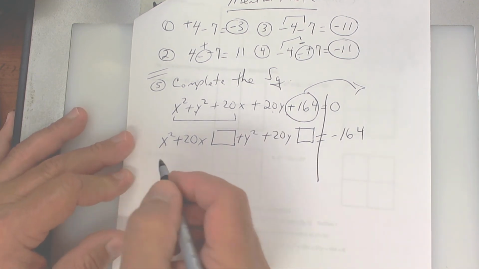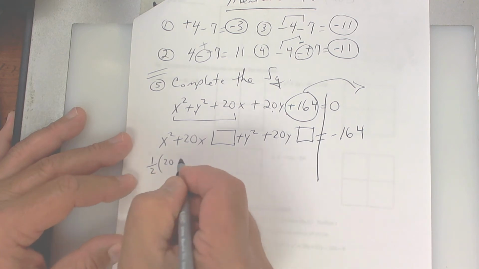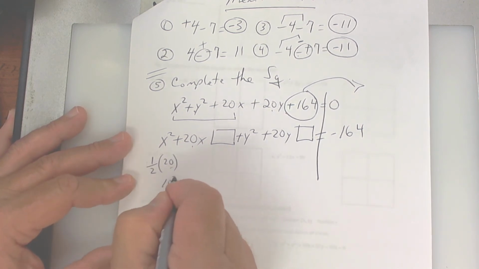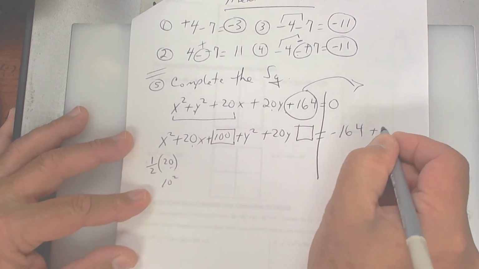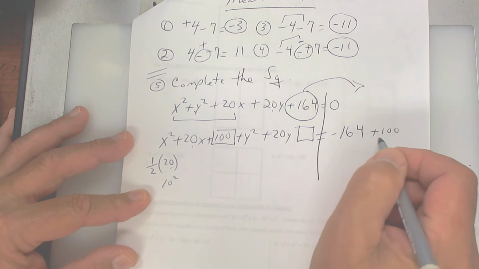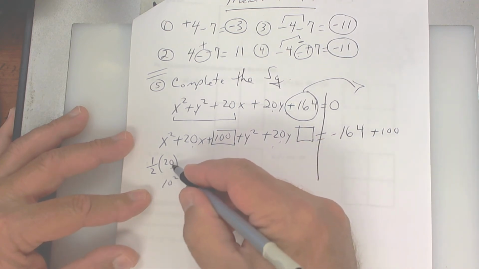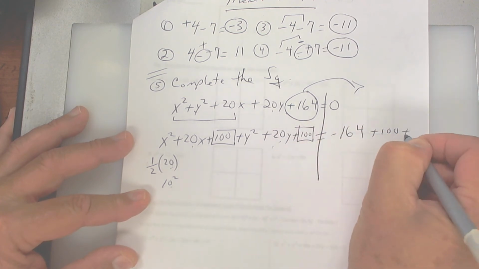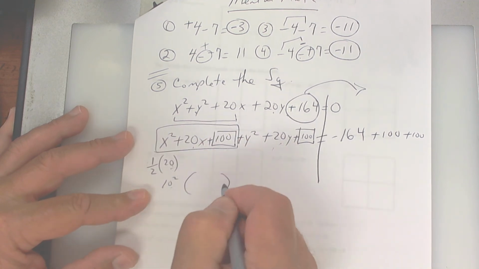Okay, so remember the steps. You're going to take half of the middle term, and then you're going to square it. So half of 20 is 10, and 10 squared is 100. So you're going to put 100 here, and you're going to put 100 over here, both sides. Here you're going to do half of 20. We did it. 10, and then 10 squared is 100. So you're going to add 100 and 100, just like that. This becomes a perfect square trinomial.